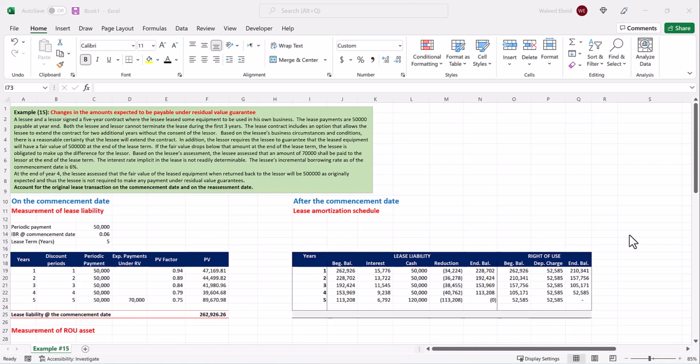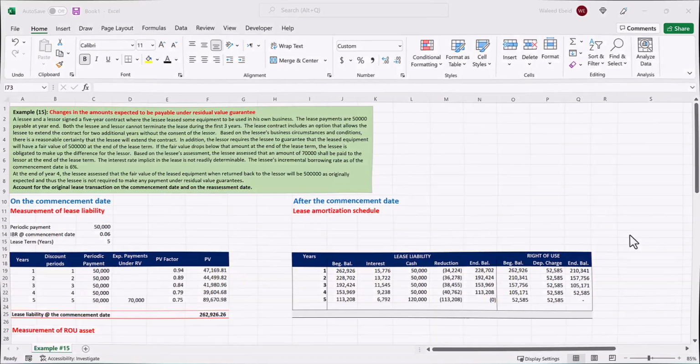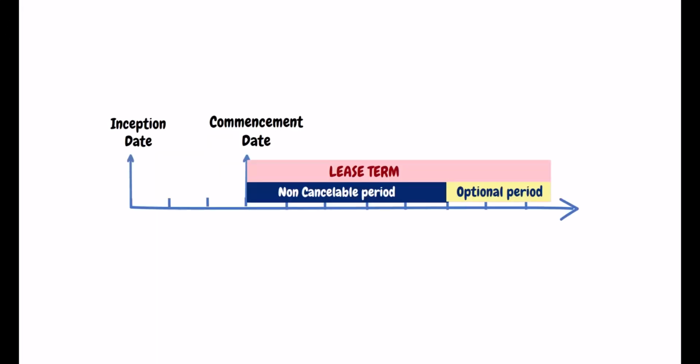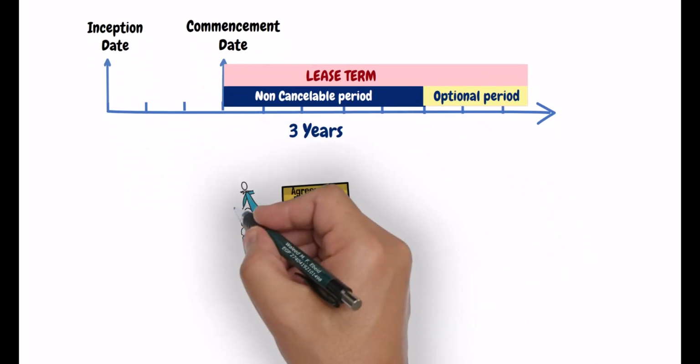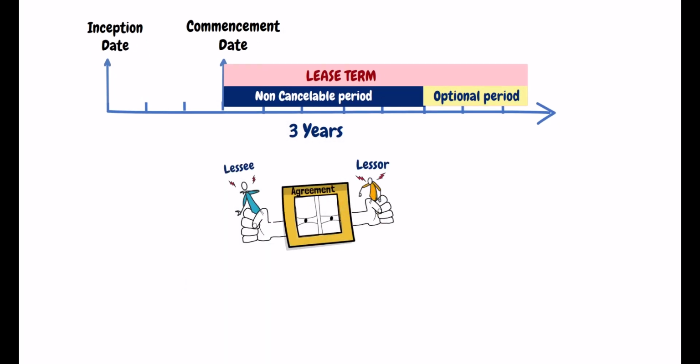Before calculating the lease liability of the original lease at the commencement date, let us figure out the length of the lease term. The first component of the lease term is the non-cancellable period, which is the first 3 years of the contract, since both the lessee and lessor cannot terminate the lease contract during the 3 years.